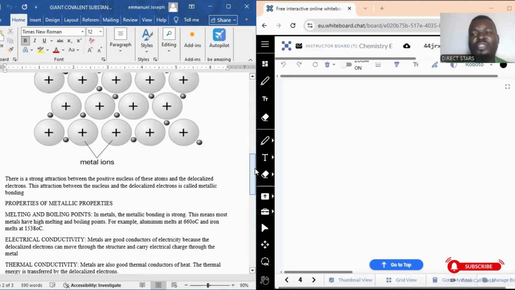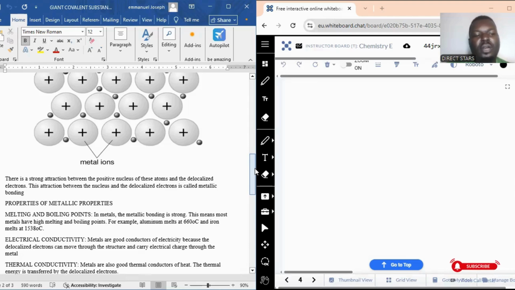This is responsible for its high melting point. When a bond is strong, it will be very difficult to break that bond. So you need a higher temperature for that metal to melt. For example, aluminum has a melting point of about 660 degrees Celsius, while iron, on the other hand, has about 1,500 to 2,000 degrees Celsius.